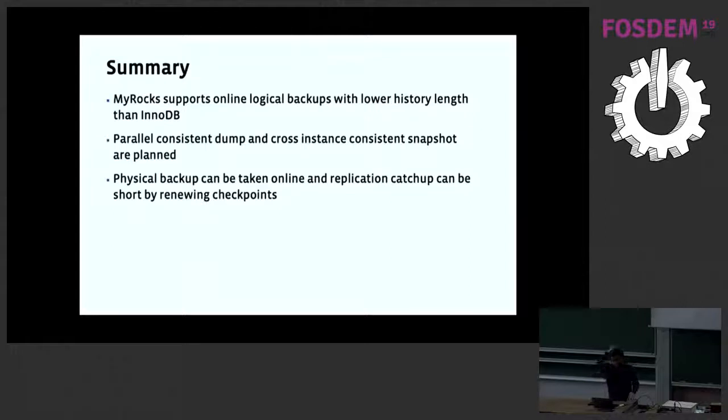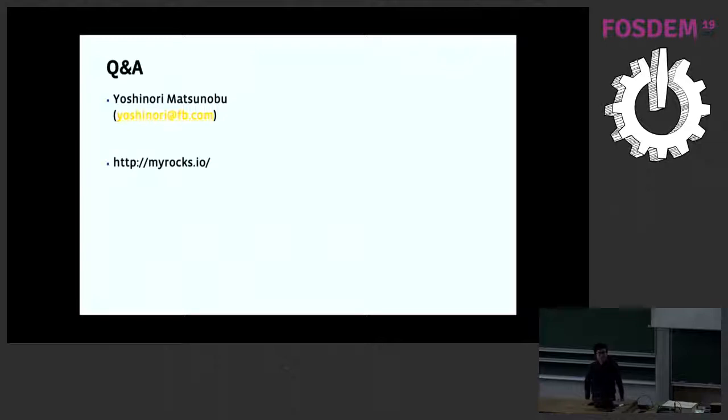These are the basics. To summarize how MyRocks and RocksDB handle online backup: MyRocks supports online logical backup with lower history lengths compared to InnoDB, because MyRocks and RocksDB can compact all intermediate unnecessary modification histories. This means the history list lengths can be a lot smaller than InnoDB. We also plan to support a parallel consistent dump or cross-instance consistent snapshot. And physical backup can be taken online as well, and the replication catch-up can be short by renewing checkpoints. Thank you. That's all from my presentation.